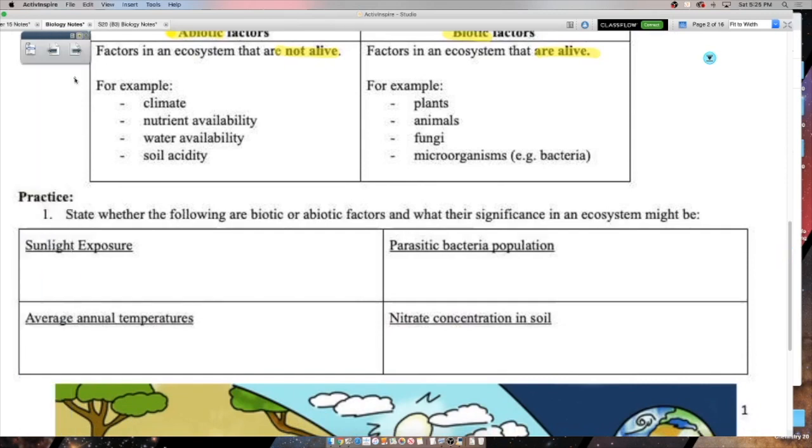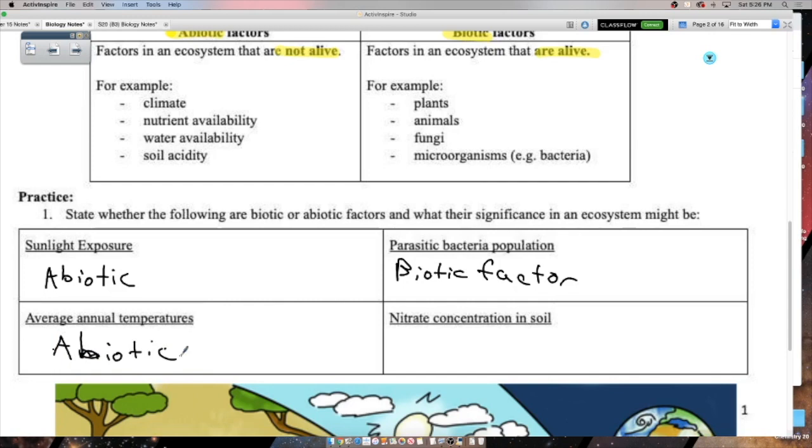Okay. Just state whether these are biotic or abiotic factors and what their significance in an ecosystem might be. So sunlight exposure. Is sunlight alive or not? It's not, right? So this would be an abiotic factor, okay? A parasitic bacteria population. Now, bacteria is alive. It's living. It's a little one-celled organism, okay? So this is a biotic factor. All right, average annual temperatures. Are temperatures a living thing? Are they biotic or abiotic? Abiotic, right? Temperatures are not alive, okay?